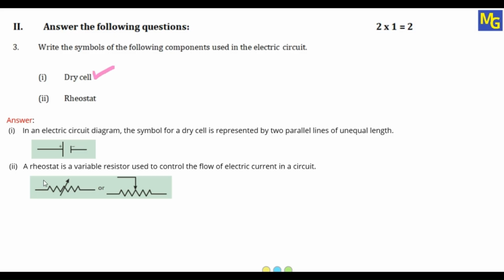Second one is rheostat. So rheostat is a variable resistor used to control the flow of electric current in a circuit.